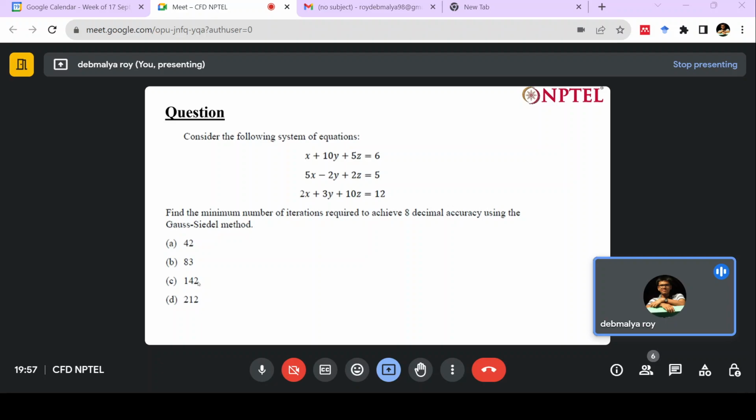So this is also the minimum number of iterations required to achieve 8 decimal places. So let's again write down the condition. So k will be greater than m divided by log base 10 of 1 by rho. So m is given, m is 8. But what is not given? Rho is not given. So we have to find out rho. And we are given that the method that will be used is Gauss-Seidel.